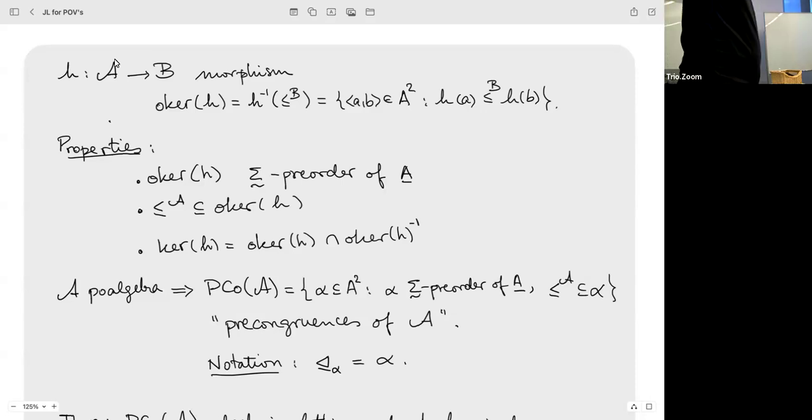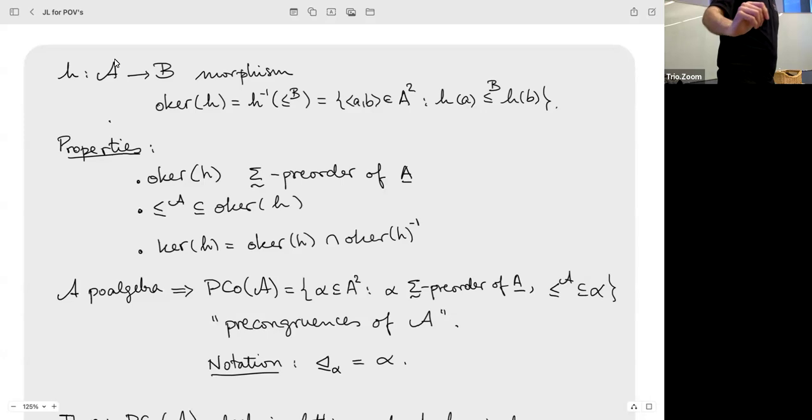What are the properties? Well, first of all, this is actually a sigma preorder of A. And actually it is a sigma preorder of A that contains the original order of A. And the kernel, the algebraic one, is the intersection of the order kernel and the reverse order. These properties, as they do with the typical kernel in universal algebra, are going to tell us how we should define the corresponding notion of congruence. A congruence, or whatever we call it, should be defined as something that satisfies those properties.